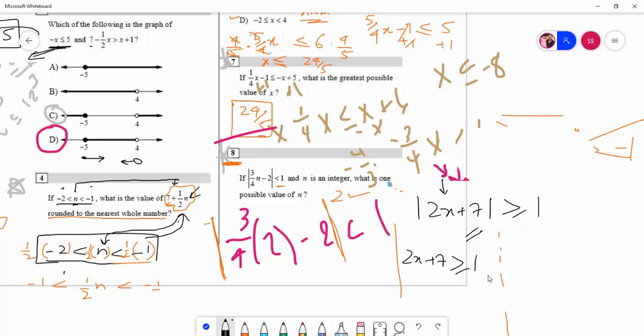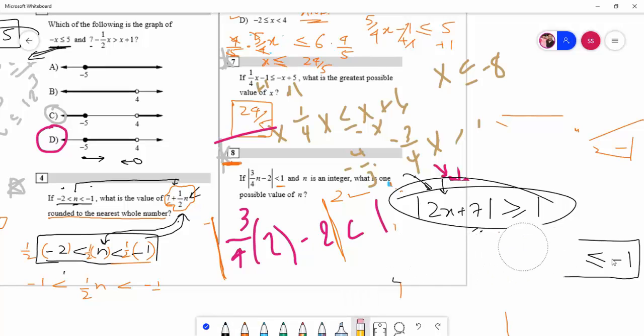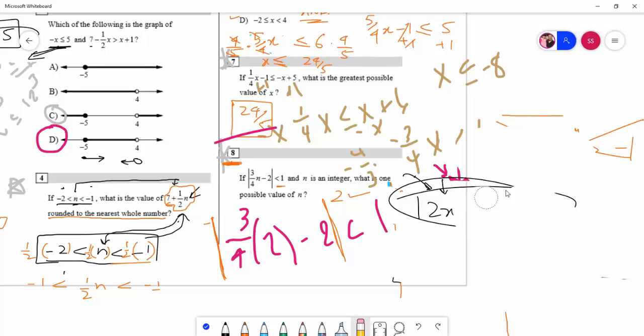So you took away the absolute value. Yes, I took away the absolute value to solve it. One option is this, and the second option is 2x plus 7 is less than or equal to negative 1. There are two answers to this absolute value inequality, which means x can have two values. I'll do it for a simple number, because this is a very important concept. If anything here is not clear, that can create problems.